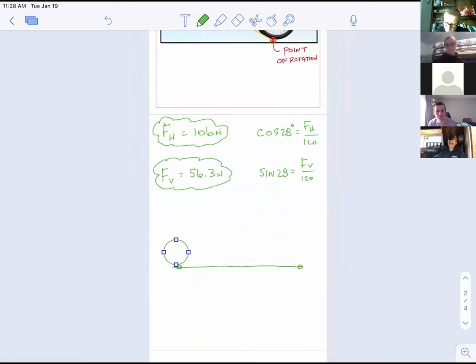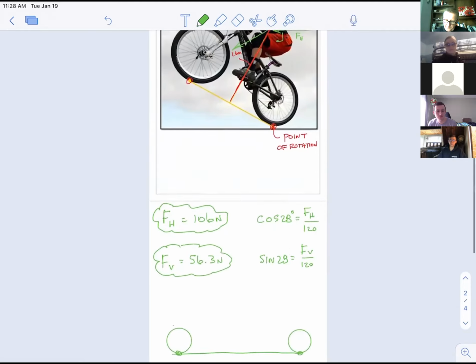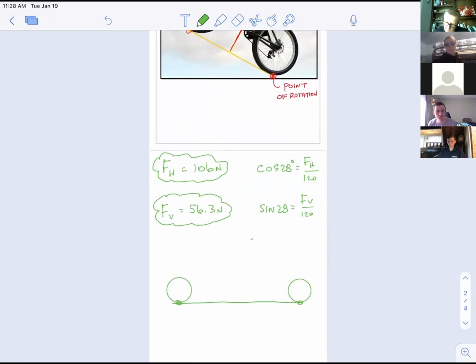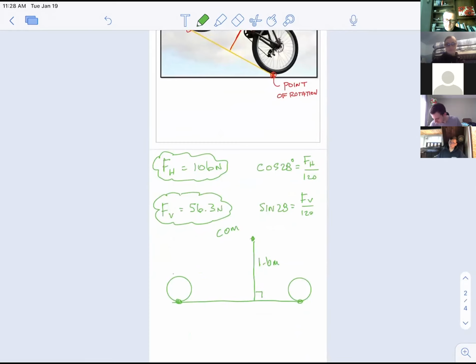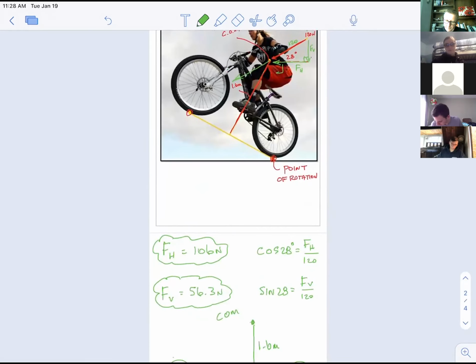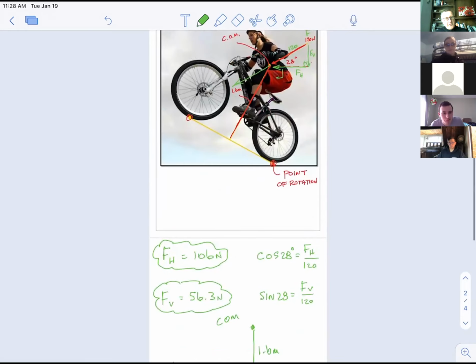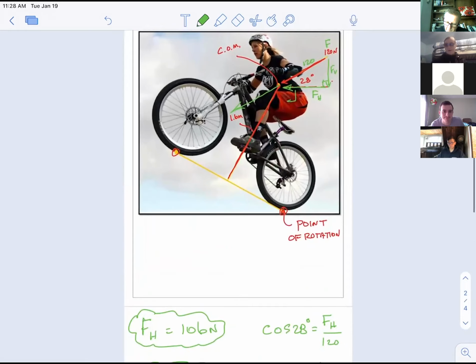Just so you understand what I'm drawing, I'm going to stick those two wheels in there. So again, this is much harder than your book problems. And I'm going to say this is her center of mass. And I was given in the problem that this was 1.6 meters. Do you agree with that? And now I've got to be given some other stuff that I didn't know before. So let's be given some other things.